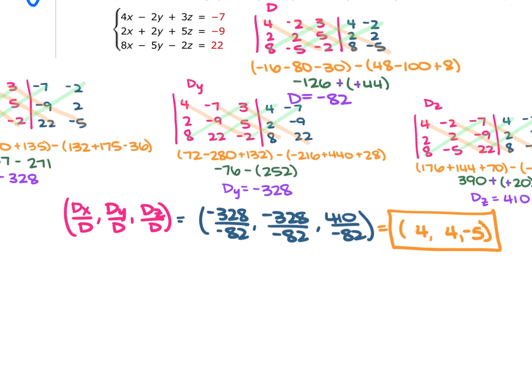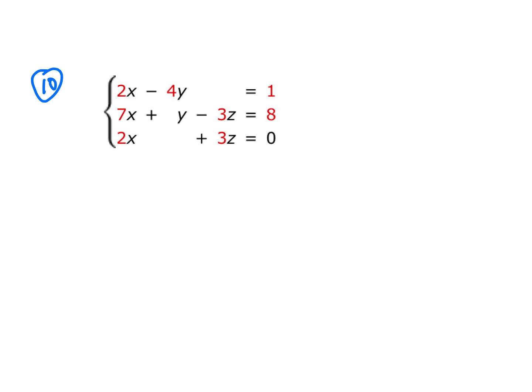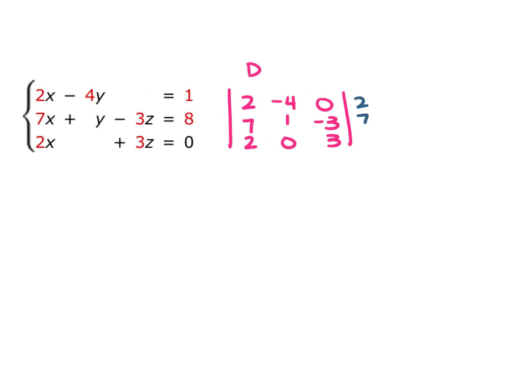For your last question, you are given 2x minus 4y is equal to 1, 7x plus y minus 3z is equal to 8, and 2x plus 3z is equal to 0. To first find d, you are going to have the matrix 2, 7, 2, negative 4, 1, 0, 0, negative 3, 3. Rewrite the first two columns, and then multiply.